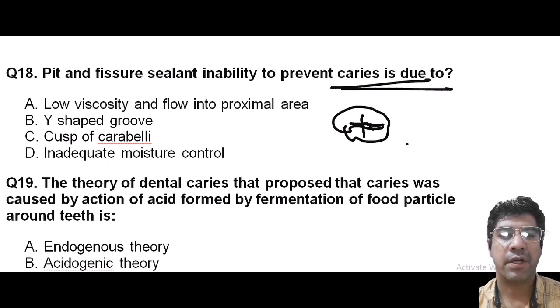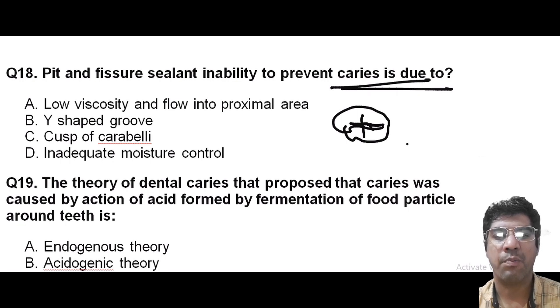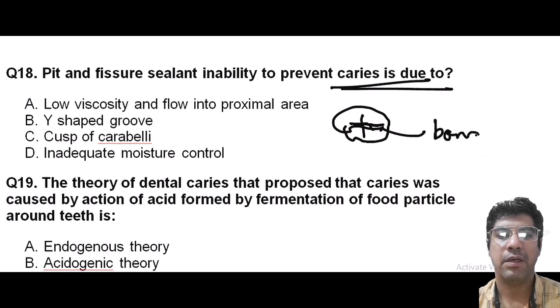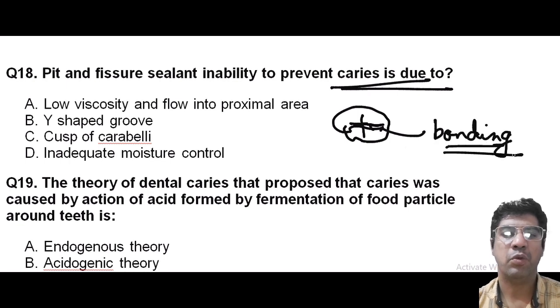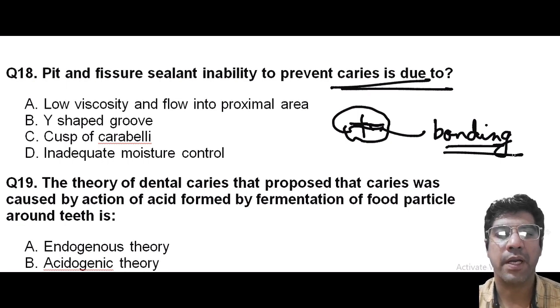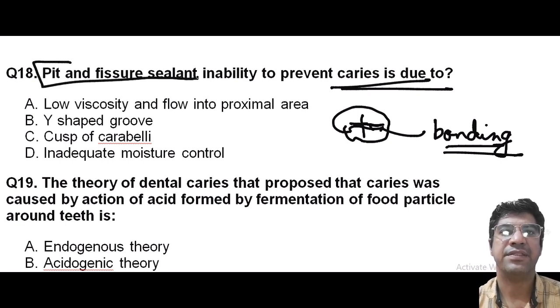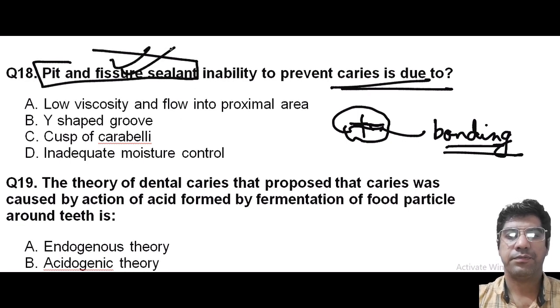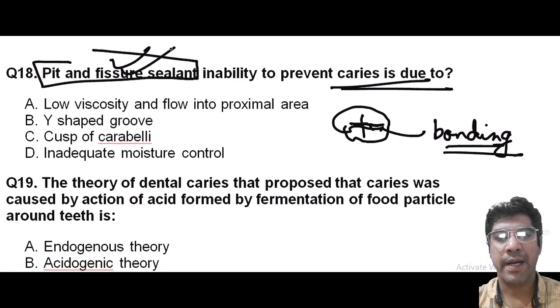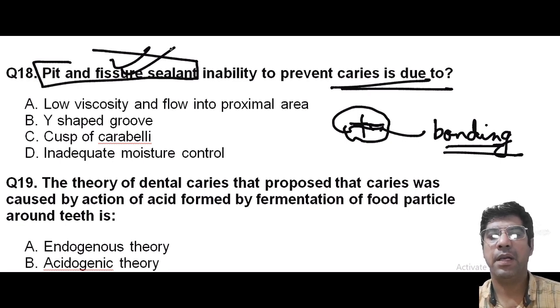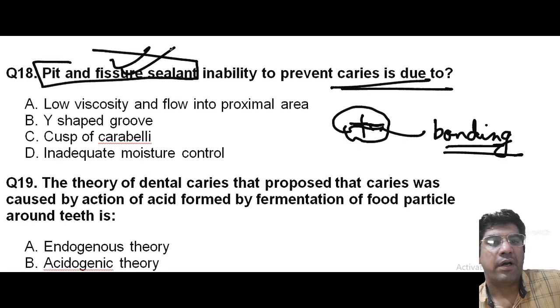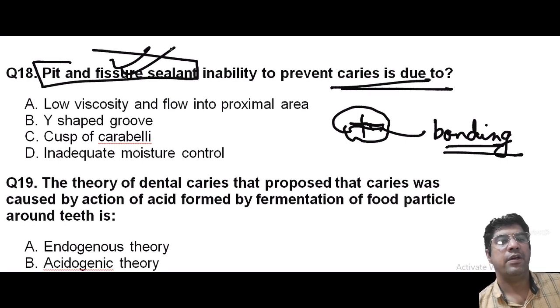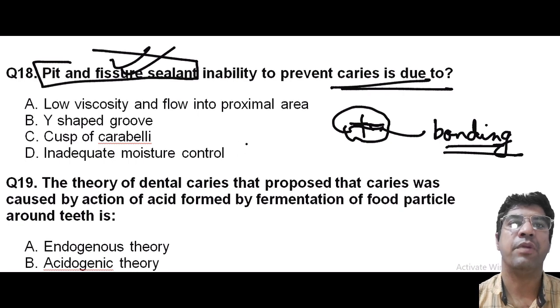Inadequate moisture control during application of sealants can compromise their effectiveness. Moisture contamination can interfere with the bonding of sealant to the tooth surface, which leads to leakage and decreased protection against caries. Proper isolation and moisture control are important when you apply pit and fissure sealant. Proper moisture control is required for optimal adhesion and sealing. The tooth surface should be moisture free to maximize the sealant's ability to prevent caries.